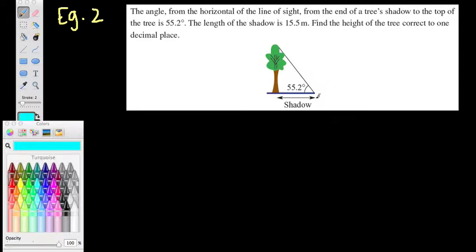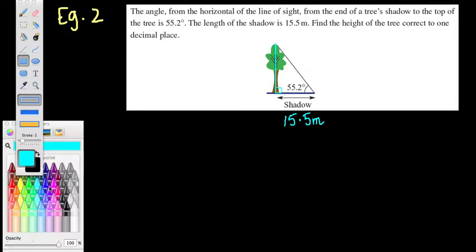The length of the shadow is 15.5 metres. So the length of this here is 15.5. I'm going to mark that in. Find the height of the tree correct to 1 decimal place. Now I can't see the right angle here yet, but I'm going to add it in because if I'm assuming that this tree is vertical, of course, if we take that vertical line there, we are finding the height, so it would be the vertical height from the top of the tree straight down. I actually have a right angle in here because there's always a right angle between a horizontal and a vertical line. They are perpendicular, so that means there's a right angle in between them.